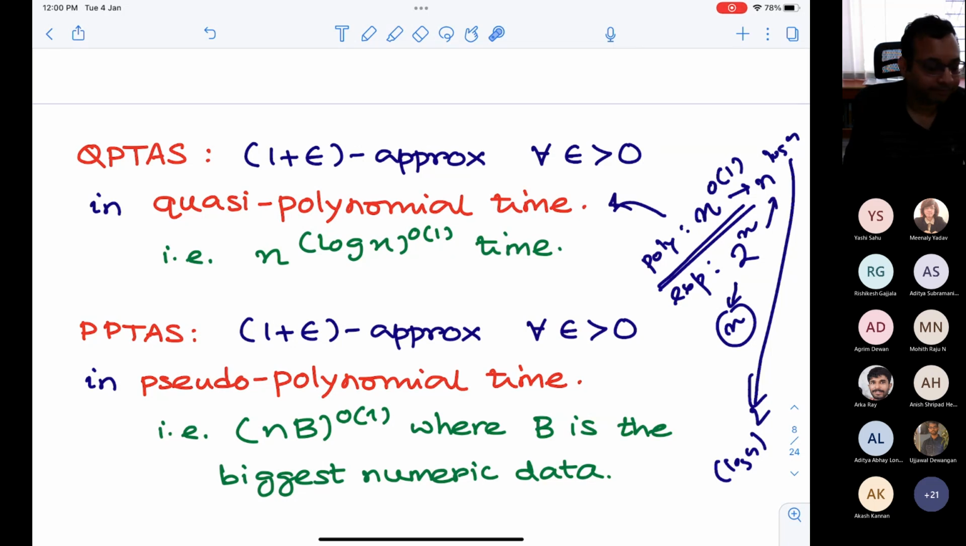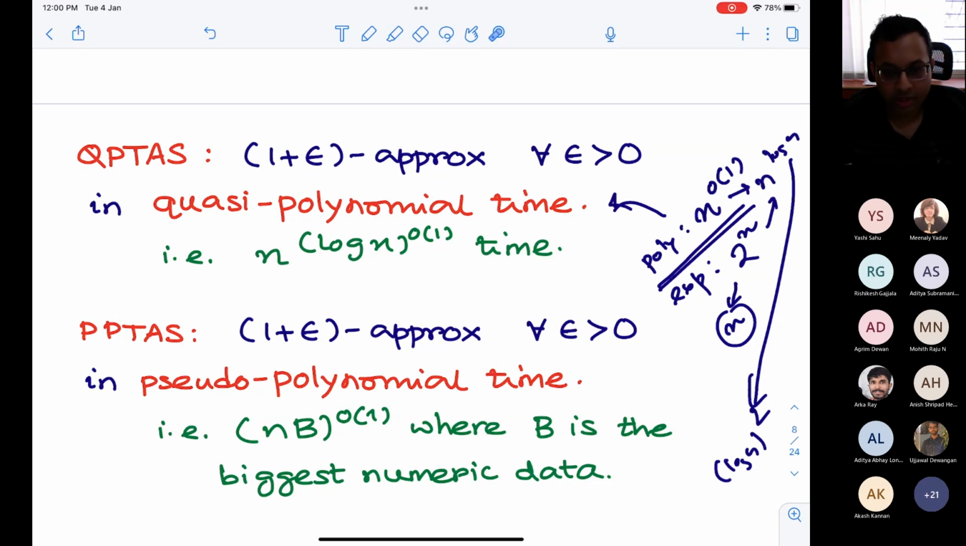Any questions so far? Excuse me, sir. Yes. If I remember correctly, you said that n times B running time is equivalent to exponential, right? Yes. So now you're saying n B to the constant is also called pseudo-polynomial. So that is also exponential, isn't it?